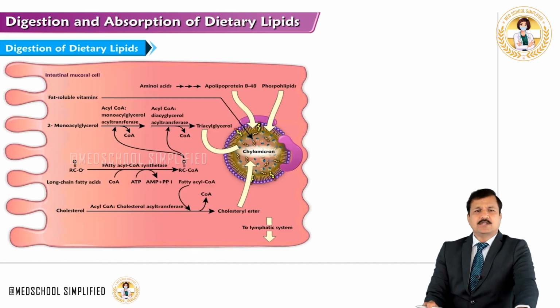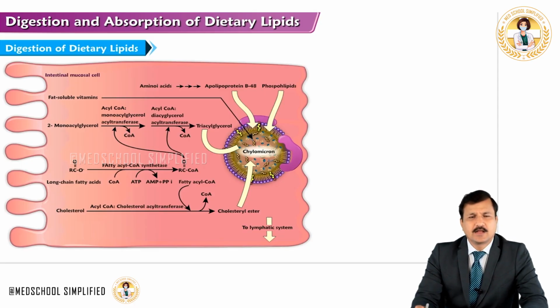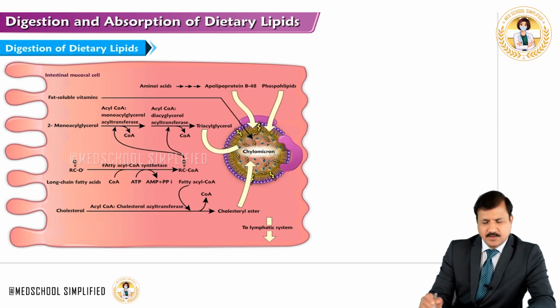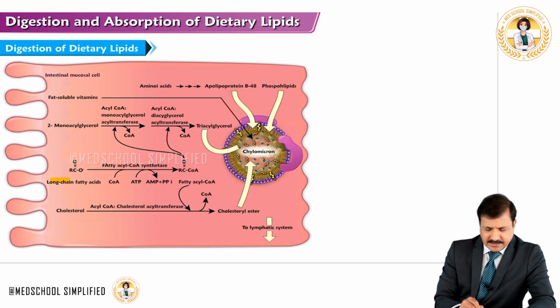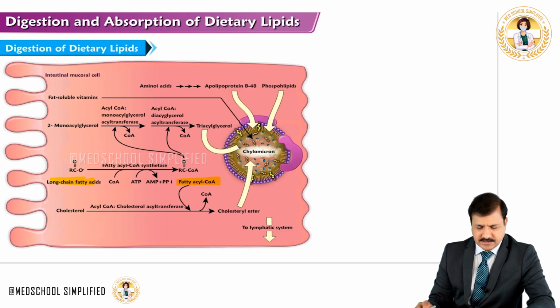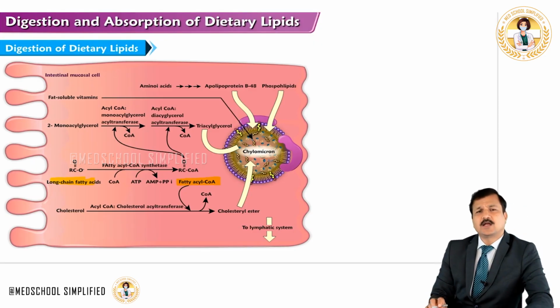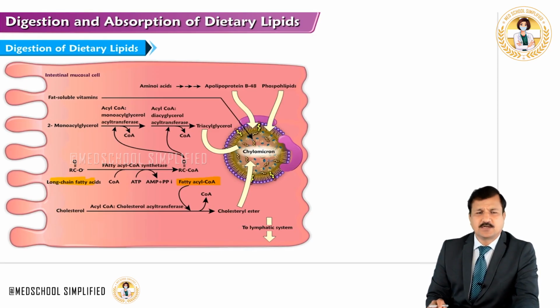Okay, now once lipids are absorbed into the enterocytes, they are directed towards the smooth endoplasmic reticulum. Now in the smooth endoplasmic reticulum, these long chain fatty acids are activated into fatty acyl-CoA by fatty acyl-CoA synthetase enzymes, and the activated fatty acyl-CoAs are used for the esterification process.